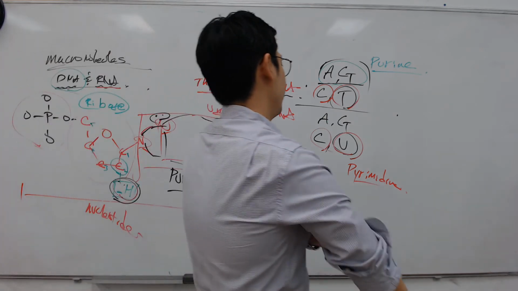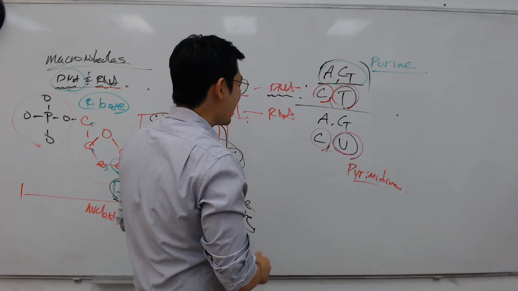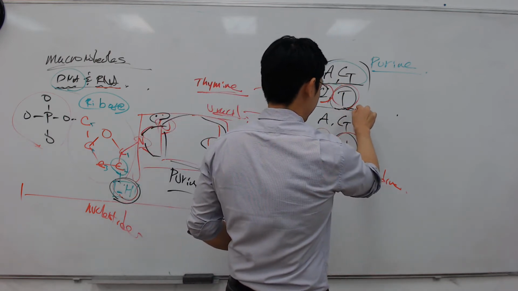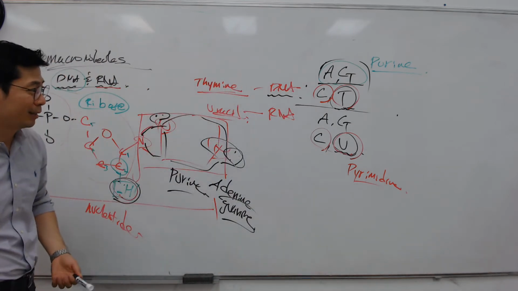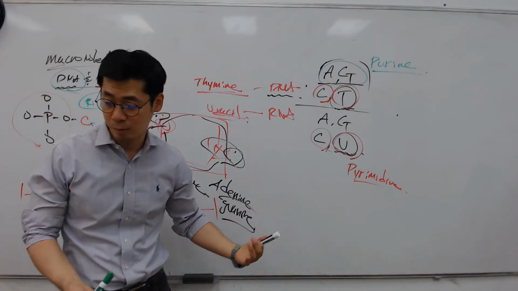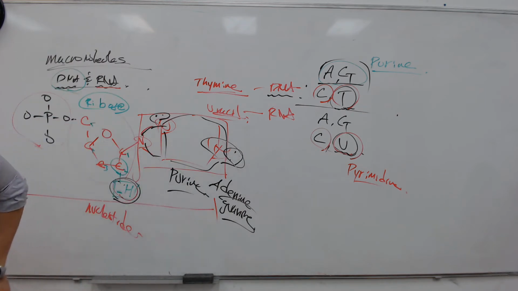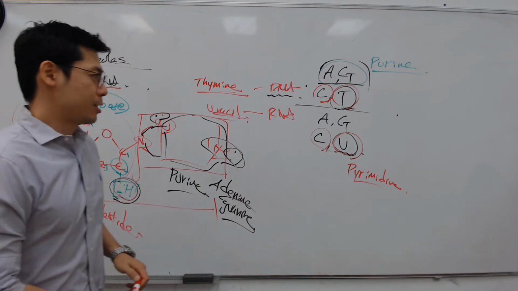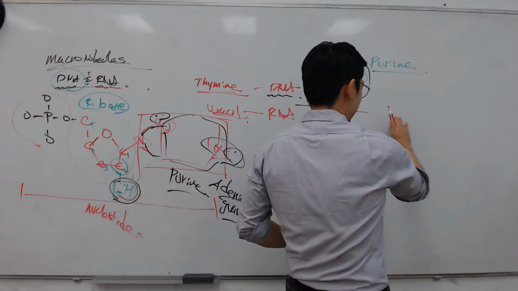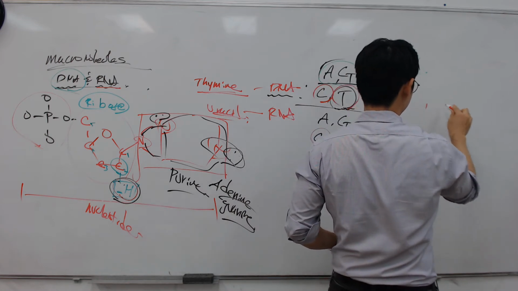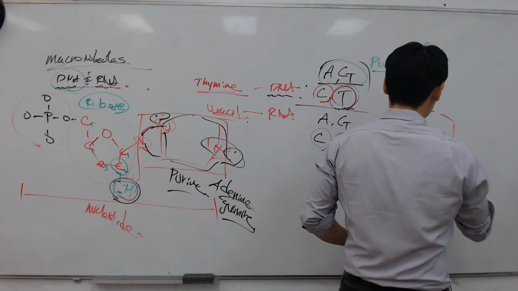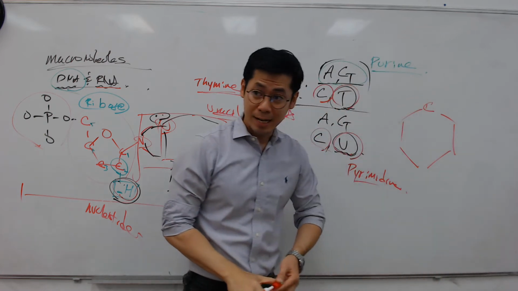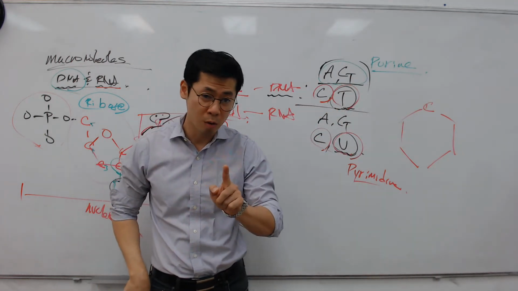Now, why does DNA use thymine, not uracil? That's a question you have to ask yourself. How does it help to be more stable? Something to understand, guys: cytosine looks like this. You guys have to know.